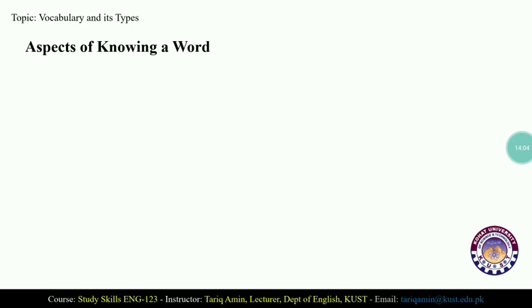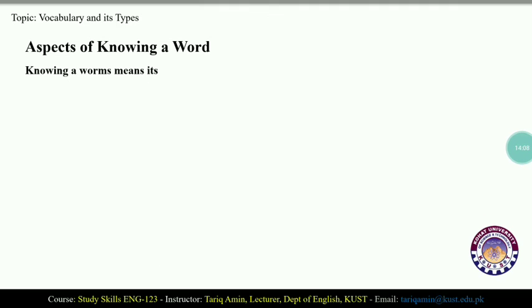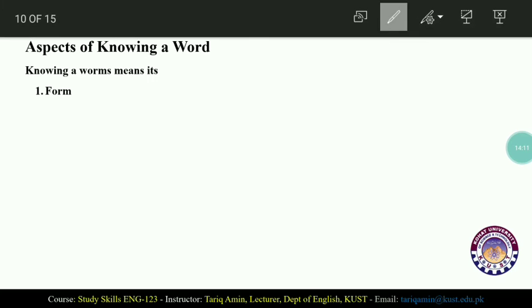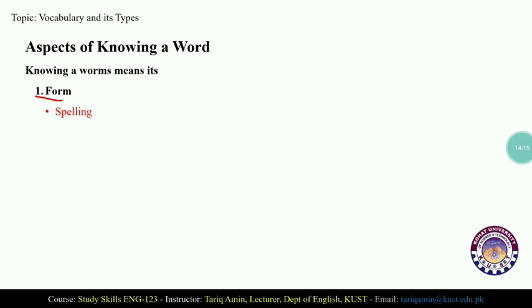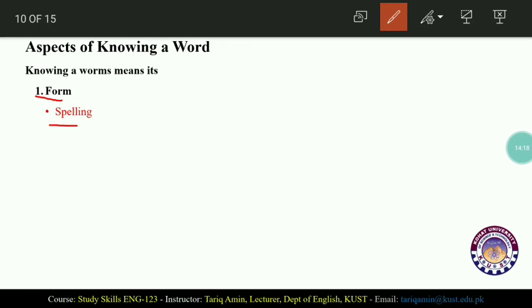There are some aspects of knowing a word. When you say that I know a word, you mean you know its form. Now what is form? When you say that I know the form of a word, you mean that I know its spelling. For example, when you say that I know the word boy, it means that you know its form. Its form means its spelling. Its spelling is B-O-Y. You should know the spelling of this word.